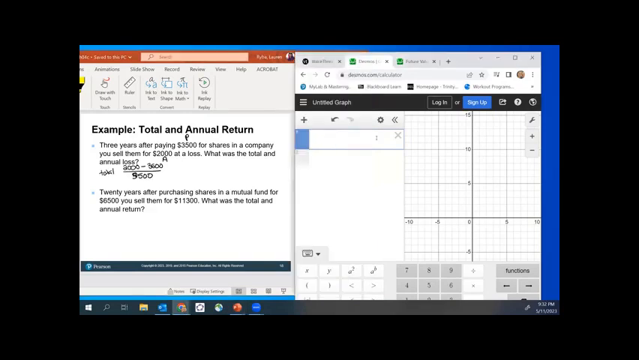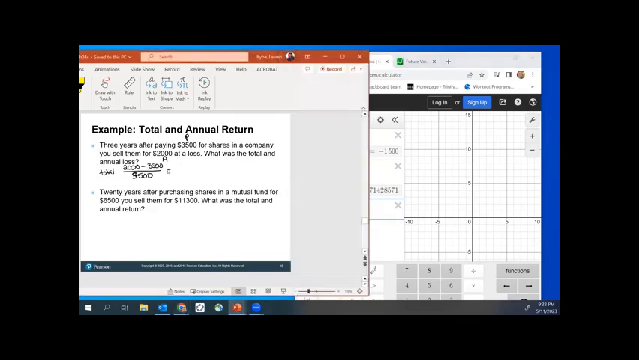So we can go over here, 2,000 minus 3,500. I get negative 1,500. And I want to divide that by 3,500. And I then need to multiply that by 100 to make sure it's a percent. So the total loss that I experienced was just about 43%. So about negative 43% total.